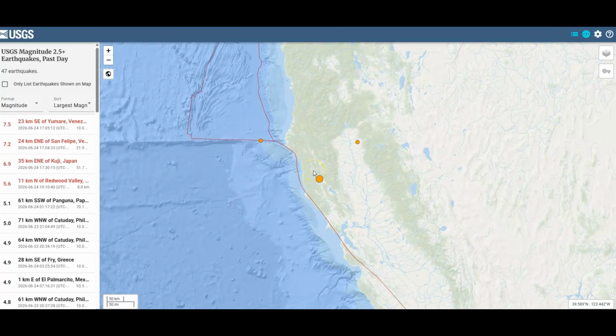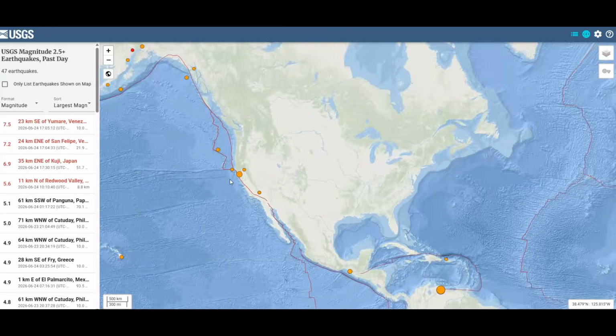If they're saying this is just a 5.7, but then we're seeing high energy motion. And just like we're seeing without the solar X flares and that tremendous amount of what's called photon energy, we're seeing plasma energy strike our planet. But again, we've got the 7.5 in Venezuela, 7.2 in Venezuela now, 6.9 Japan, 5.6, 11 kilometers north of the Redwood Valley. Let's check this out.